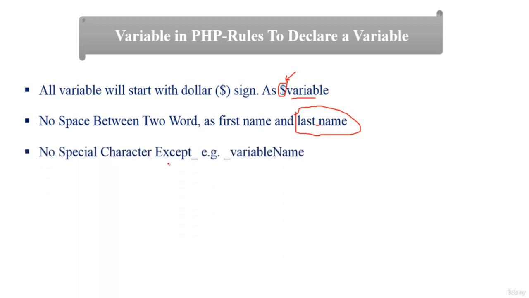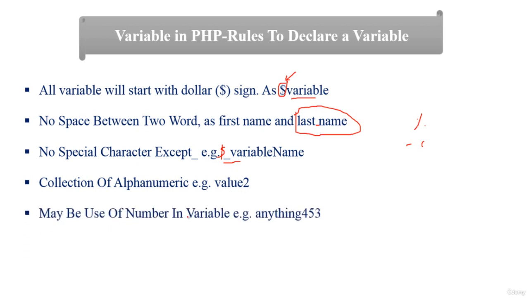No special character except underscore. For example, an underscore variable name, and you have to put a dollar sign before this underscore. You cannot use any special character, for example percentage, hyphen, or brackets. Alphanumeric is allowed, so you can use number digits and alphabets in your variable. You can use a number in your variable, but not at the beginning.